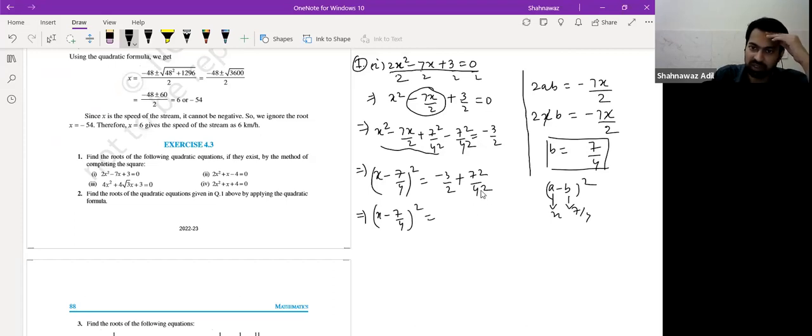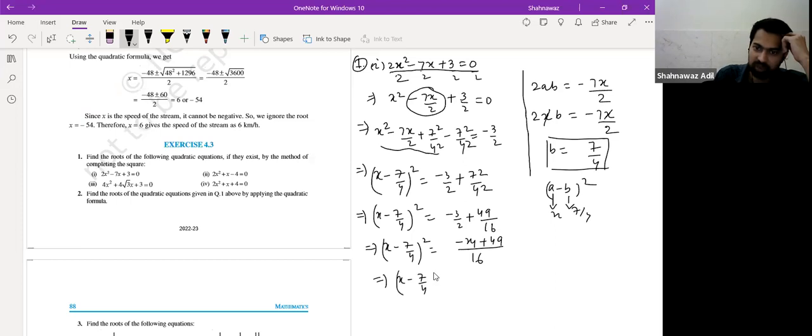This is how much? This is minus 3 by 2 plus 49 by 60. So this is (x minus 7 by 4) square. This is 16 LCM. 2 8s are 16, so minus 24, and 16 is 14. So then this would be how much? (x minus 7 by 4) square equals 25 by 60.